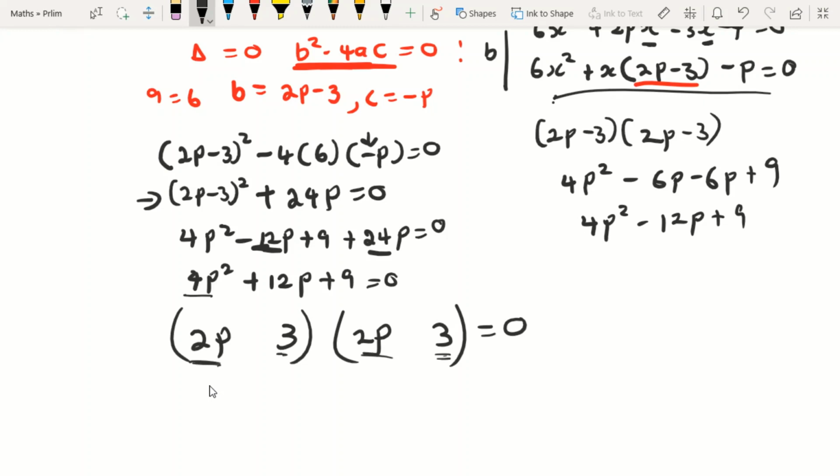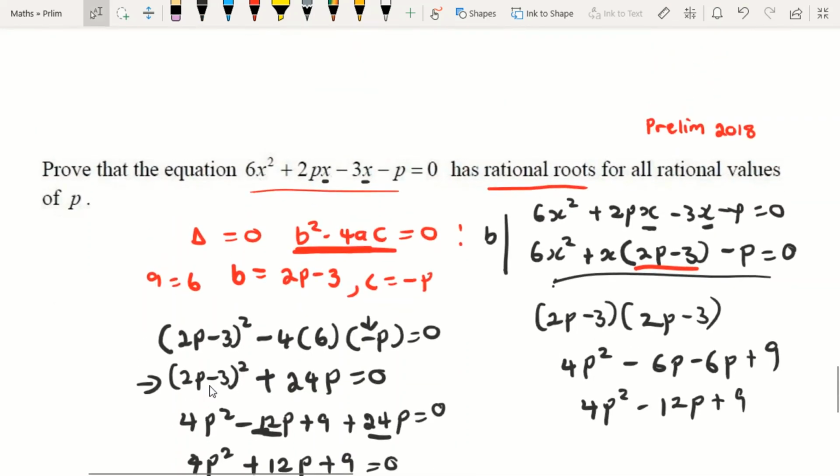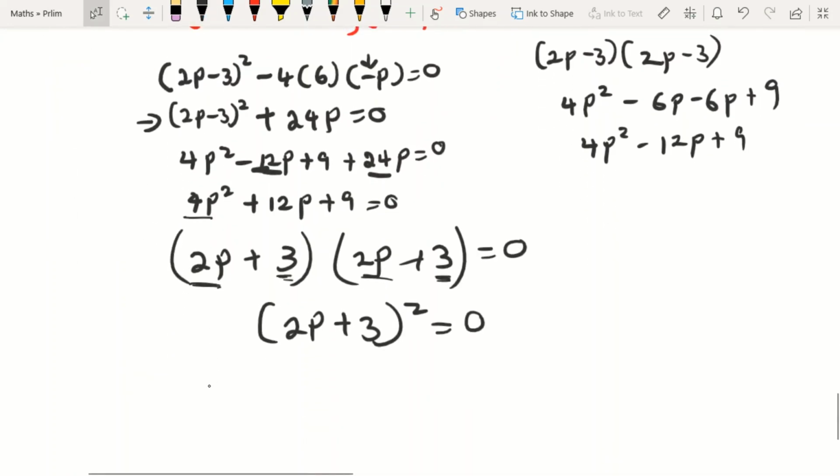This and this also gives you 6, and this 3 and this 3 gives you 9. So it's plus and plus. So basically it's just (2p + 3) all squared equals 0. So I want you to notice this. It said we should prove that this equation has rational roots for all rational values of p. So it does have rational roots because we're getting a square.